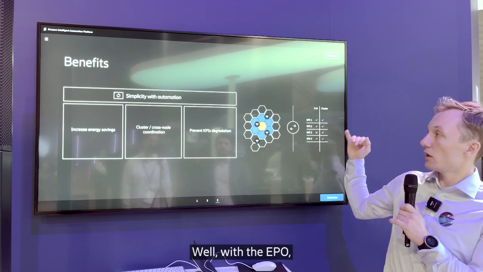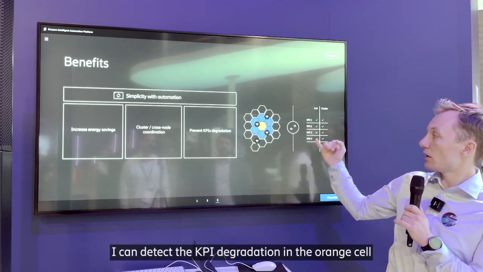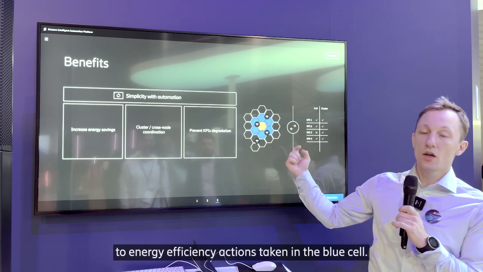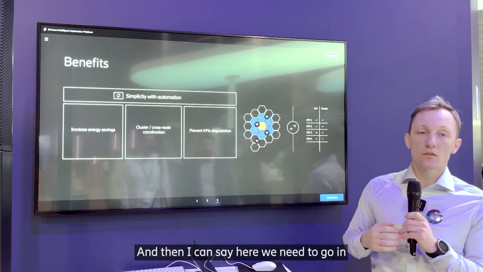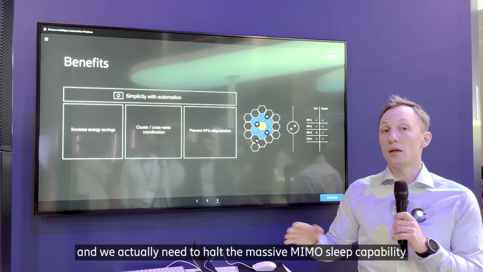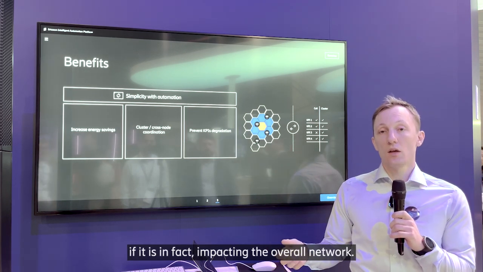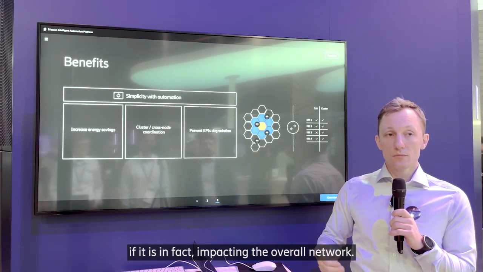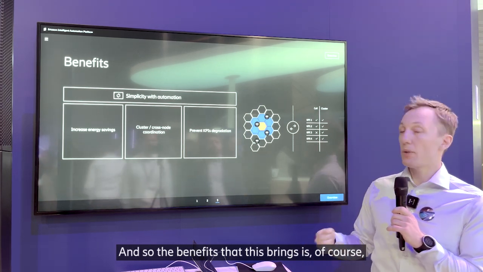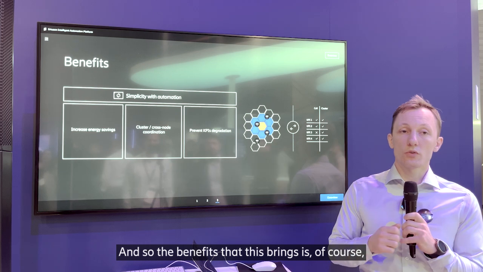Well, with the EPO, I can detect the KPI degradation in the orange cell, and I can also correlate that to energy efficiency actions taken in the blue cell. And then I can say, here we need to go in and we actually need to halt the massive MIMO sleep capability if it is, in fact, impacting the overall network.